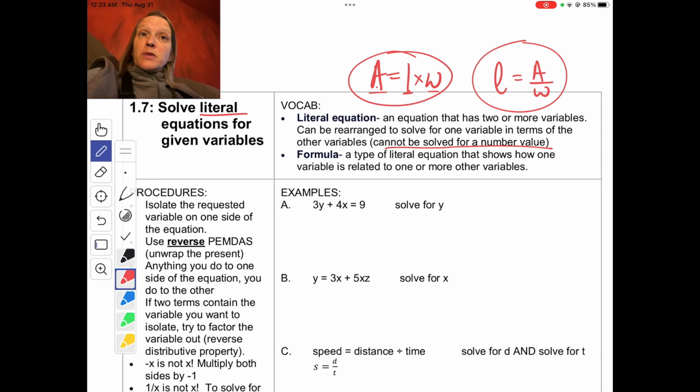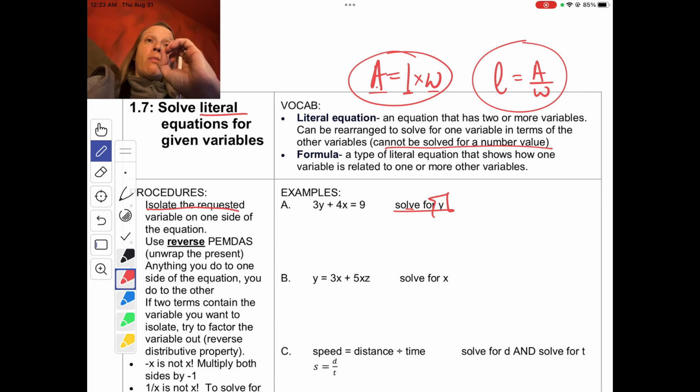The math skills we're learning here are the same that we've been using throughout this module. We're going to isolate the requested variable on one side of the equation by using reverse PEMDAS to kind of unwrap that present, unwrap the one variable that we're trying to focus on. So let's look at this example here. 3y plus 4x equals 9, and I'm supposed to solve this for y. I'm supposed to get y all by itself on one side of the equation.